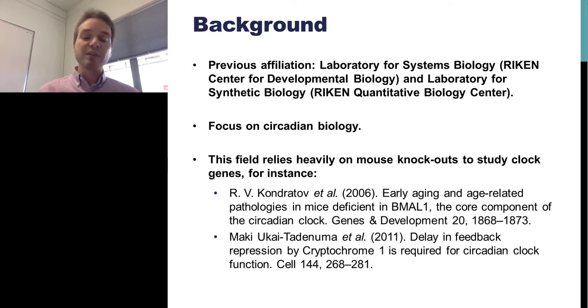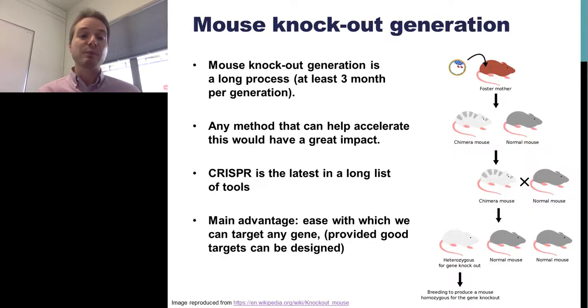And so because of that reliance on knockouts, for a long time, the progress was slowed down by that mouse knockout generation, because it can be a relatively long process. For each generation in your knockout process, it takes roughly 3 months, and you have multiple crossings to obtain the allelic knockout that you're looking for. So in that context, any method that can help accelerate that knockout generation process is likely to have a very significant and very positive impact.